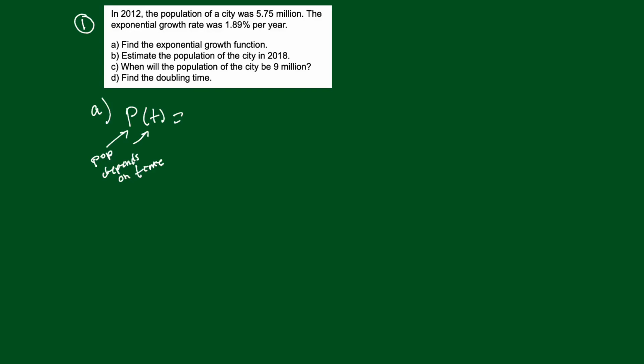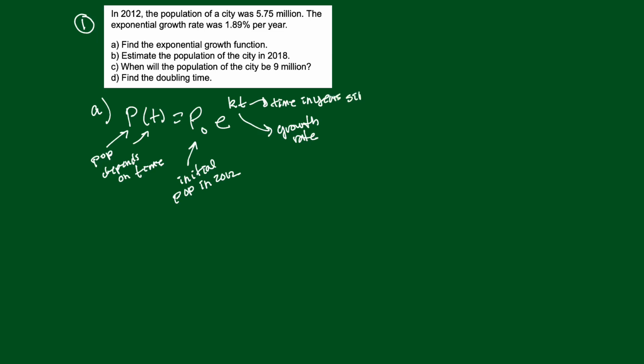And the model for population exponential growth is P naught. Now that's the initial population, and that's the population in 2012 because that's when things start. And then it's e to the kt. Now this k is the growth rate, and t is the time in years since 2012.